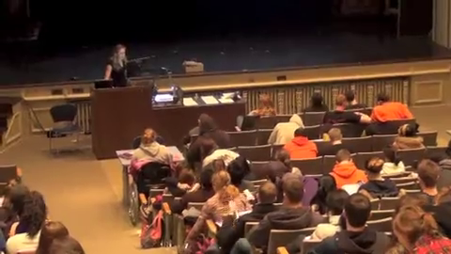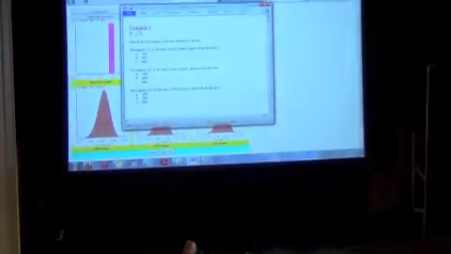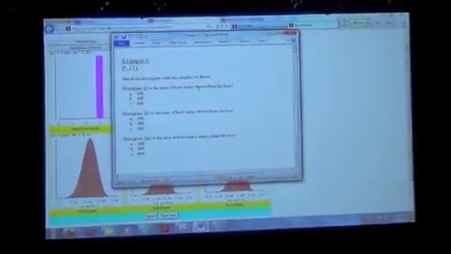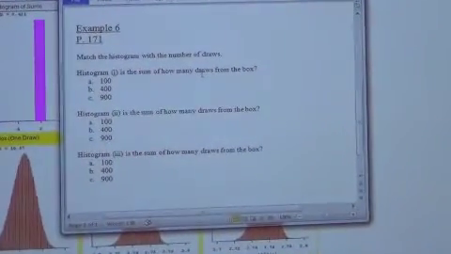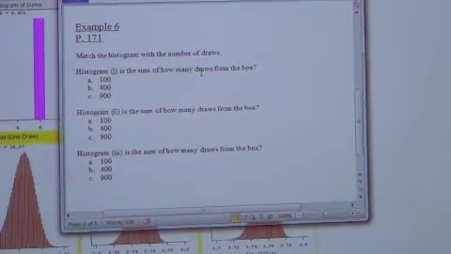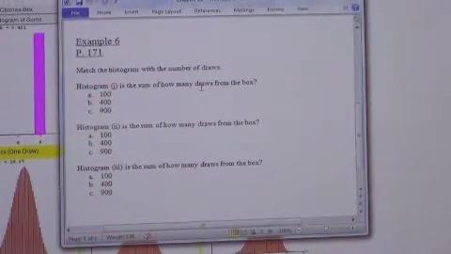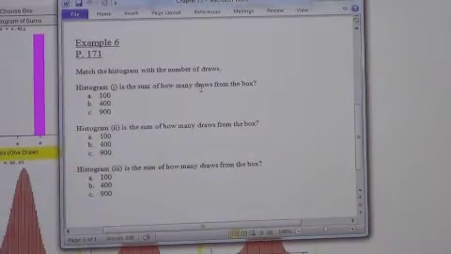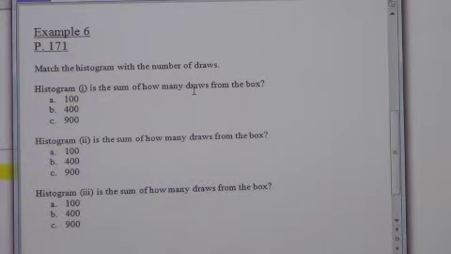Histogram 1 is the sum of how many draws from the box. So remember, what I want you guys to be thinking about when you're doing this problem is, to get that normal curve, do we have to do more draws or less draws? Think about that while you're doing this problem. So you're going to have to be looking in your book real fast. So below are the probability histograms for the sum of 100, 400, and 900 draws from a box that has 99 tickets marked 0 and 1 ticket marked 1.